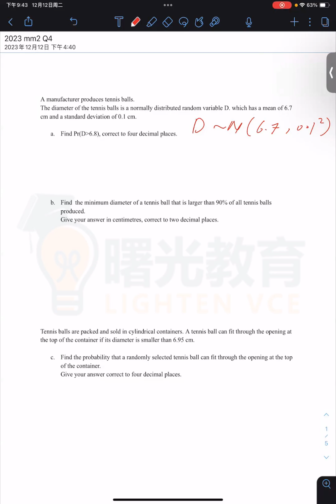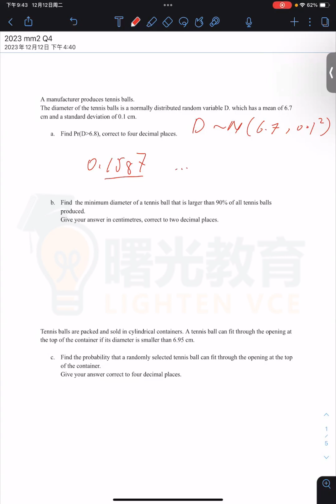This kind of question is worth one mark. Just open your CAS, menu, probability, distribution, and the normal CDF. After you type in the required values, you can work it out. The answer is 0.158655 and so on, but we need it correct to 4 decimal places, so round it to 0.1587. And that is the answer.